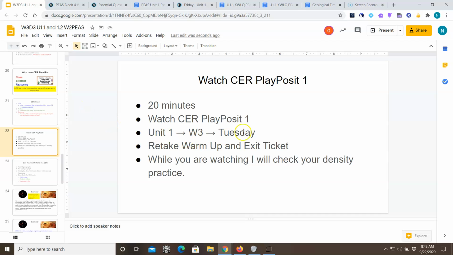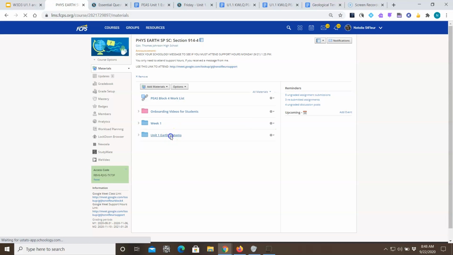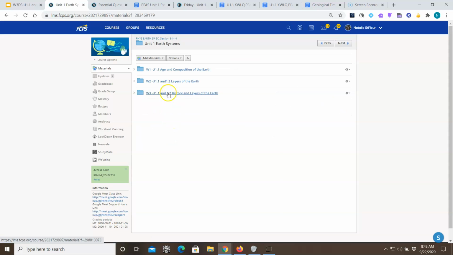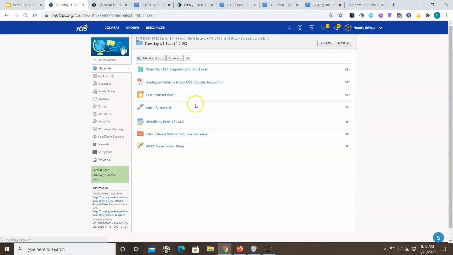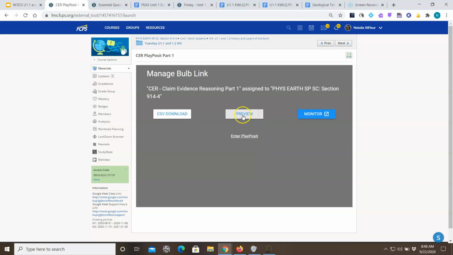All right, to help us further understand claim evidence reasoning, in your Schoology folder, there is a PlayPosit, and I'll show that to you. So in Schoology, Unit 1, Week 3, today's Tuesday, you're going to open that up and you'll see the CER PlayPosit. I really recommend that you do this because this will help to strengthen your writing.